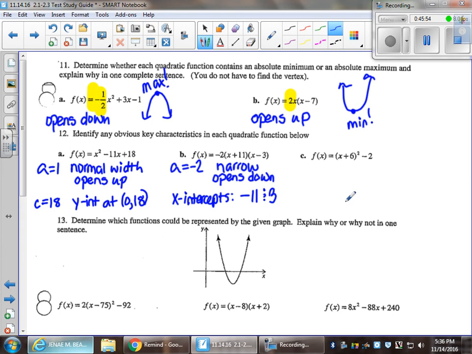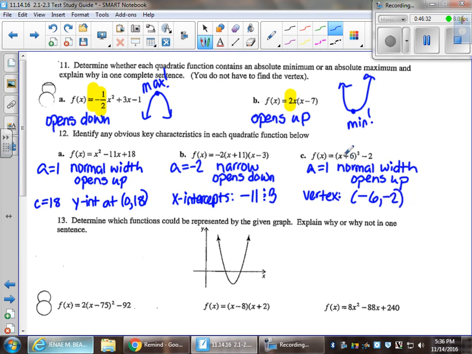Go ahead and pause. What can we get from C? For C, this is vertex form. I have an A value invisible right here. A equals 1. So from that, I know that it's normal width and opens up. What kind of form is this again? It is vertex. So I know the vertex. What's the vertex?